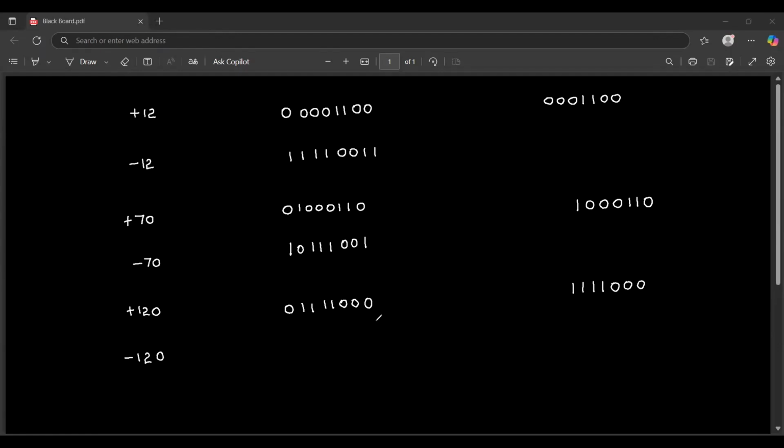Since it's one's complement, you just have to find the inverse of it. So it will be 1, 0, 0, 0, 0, 1, 1, 1. That's it. Pretty straightforward. There are some problems with this one's complement method also.